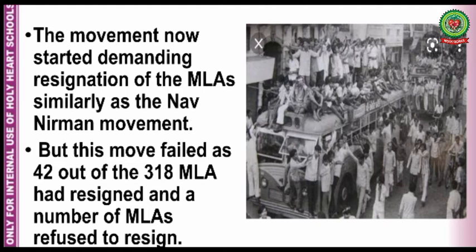Like in the Nav Nirman Movement, the state government had to resign. Similarly, Bihar students also started demanding the resignation of the MLAs of the Bihar government. But this was not successful in Bihar because out of 318 members of the Legislative Assembly of Bihar, only 42 resigned, and the rest all refused to resign.